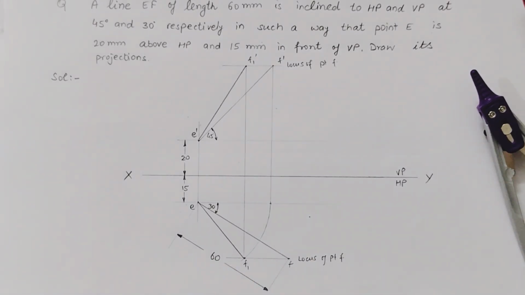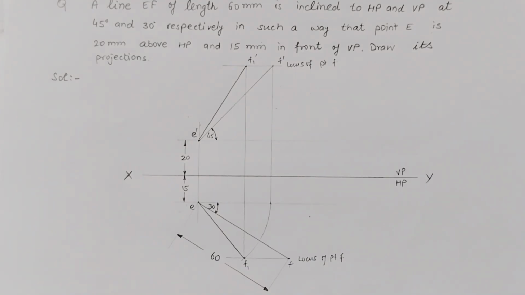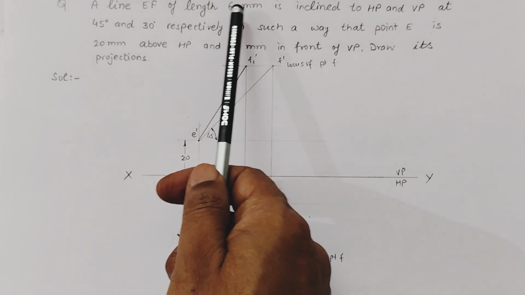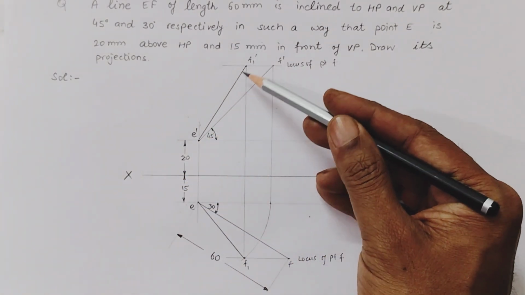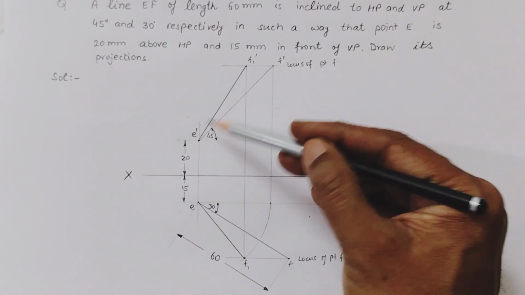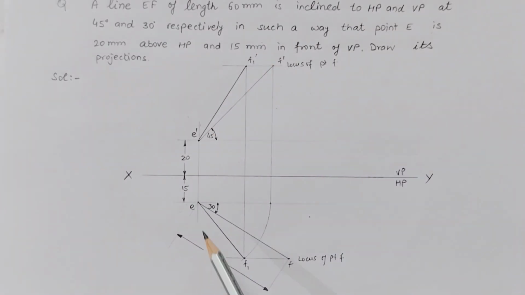So this is the solution of the problem when the inclination to both the planes are given with length of the line. So we have to draw the projection. So these are the projections E1, E dash, F1 dash and E F1. So this is the solution of the problem.